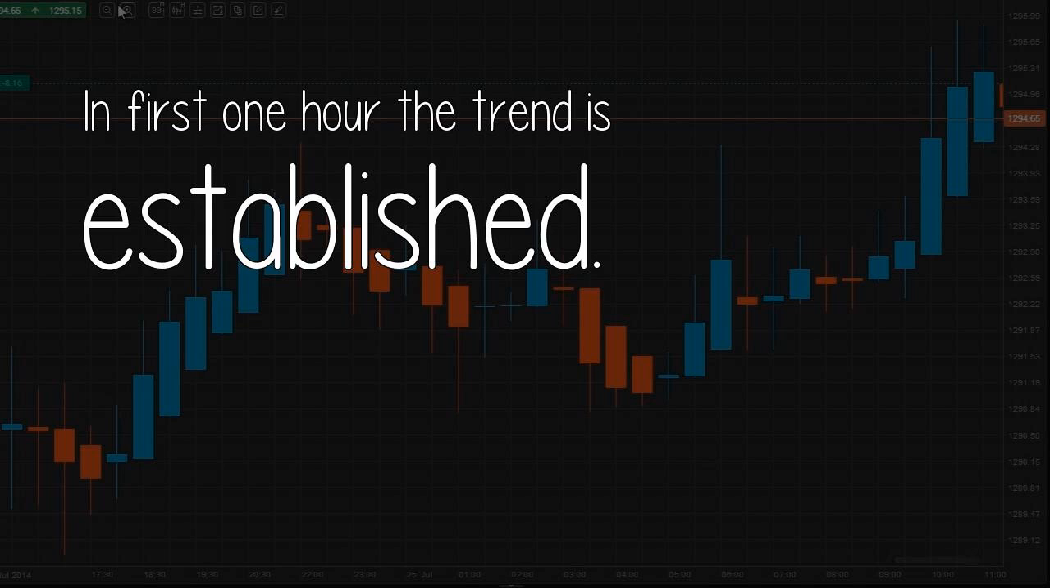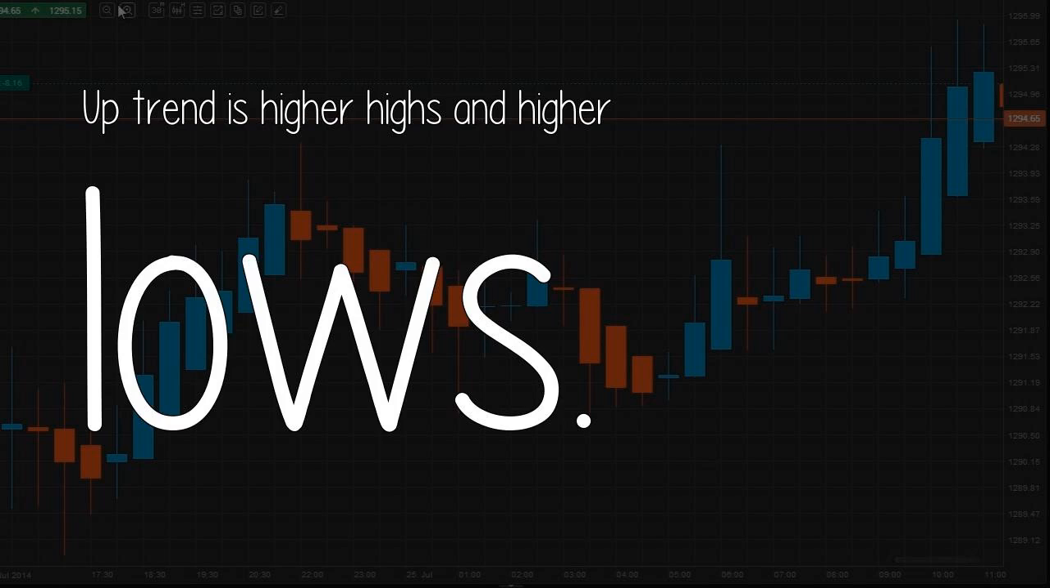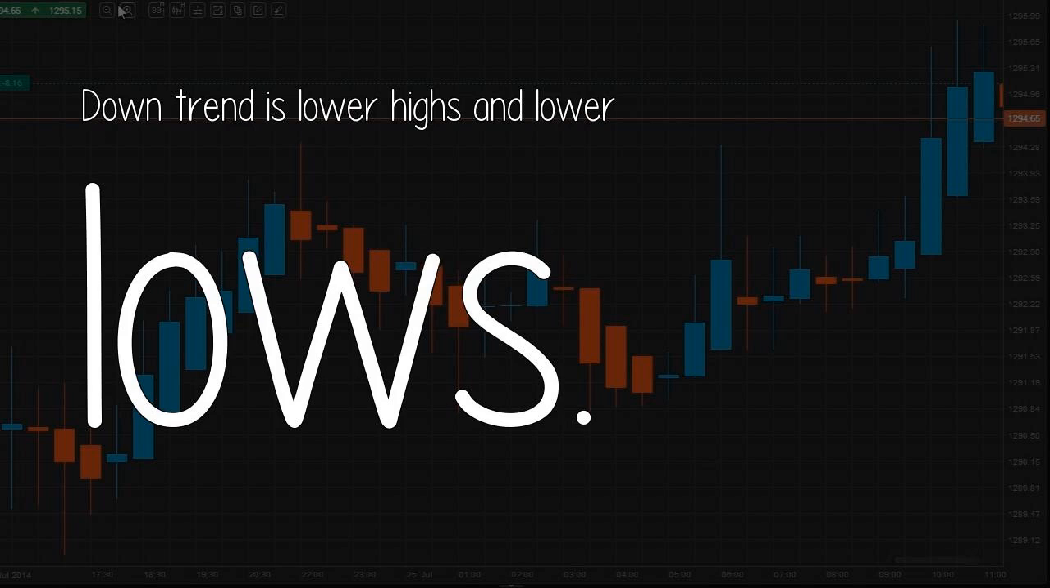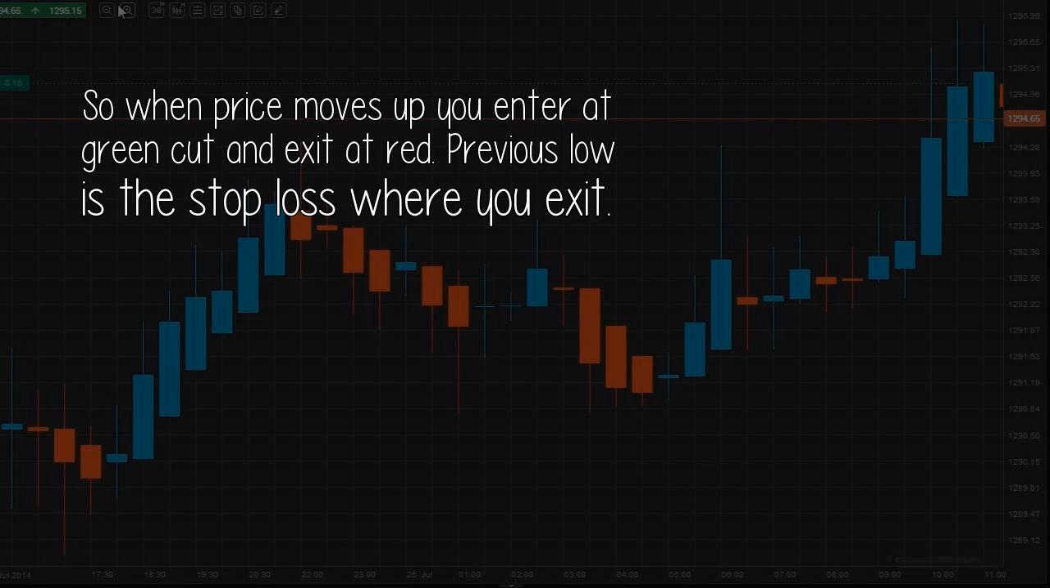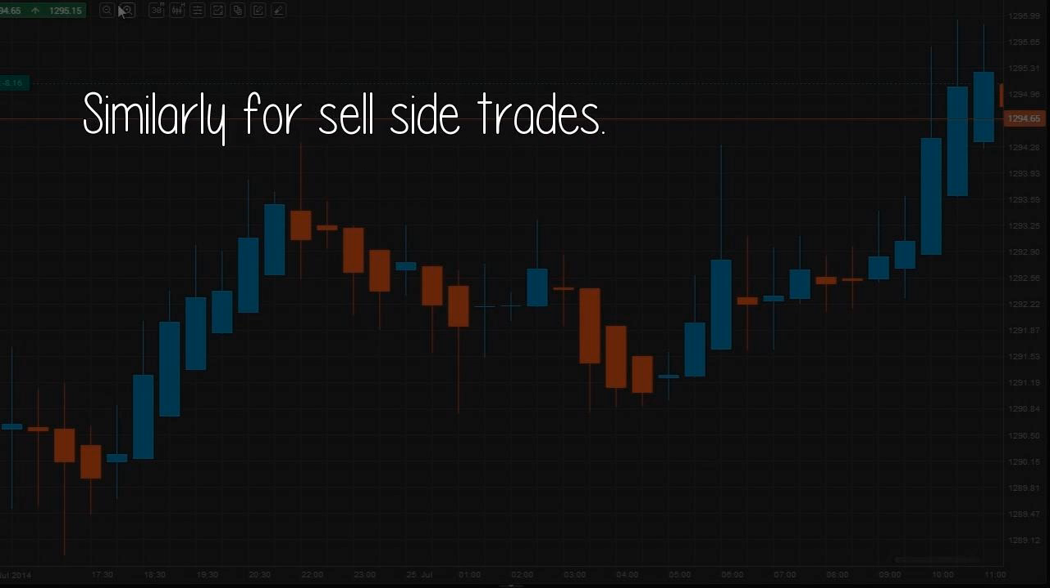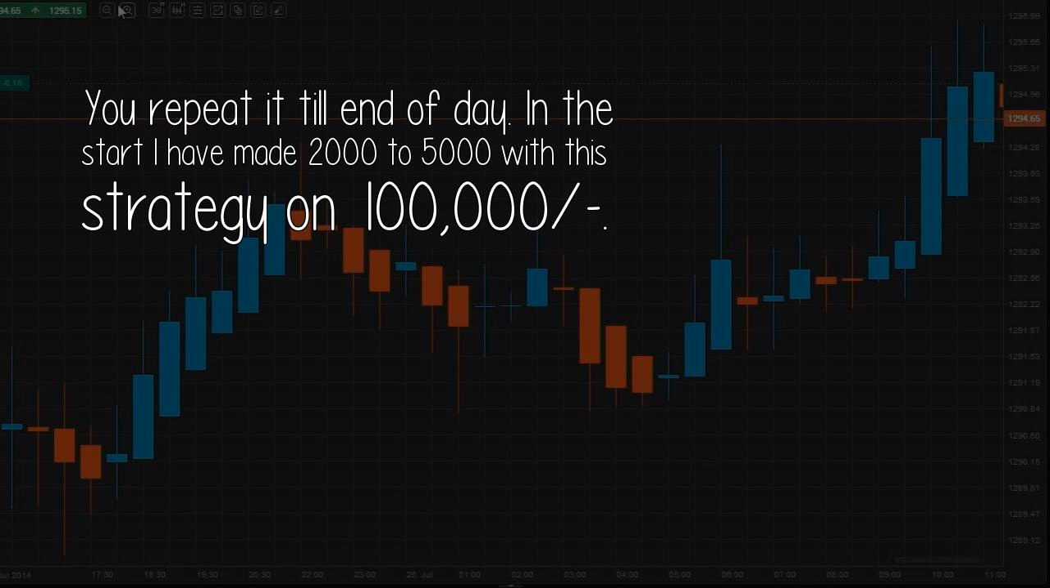In the first 1 hour the trend is established. Uptrend is higher highs and higher lows. Downtrend is lower highs and lower lows. So when price moves up you enter at green, and exit at red. The previous low is the stop loss where you exit. Similarly for sell side trades, you repeat it till the end of day.